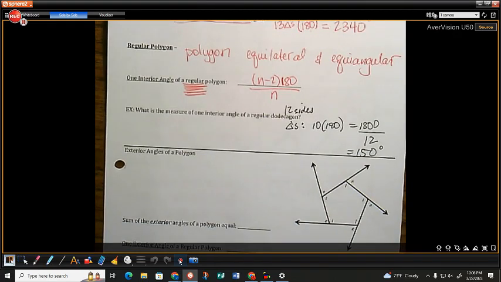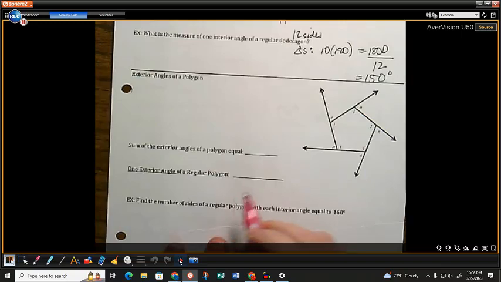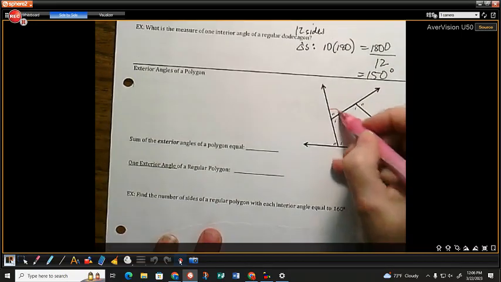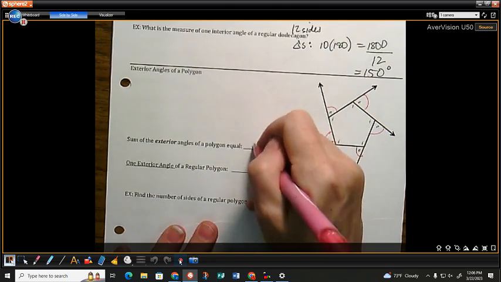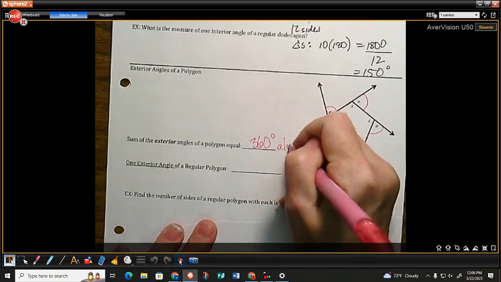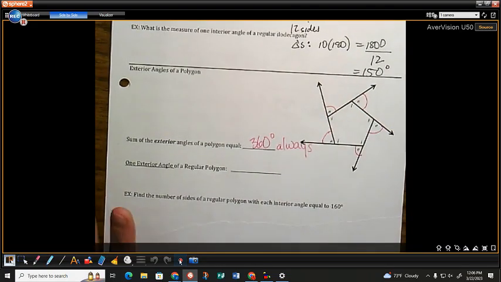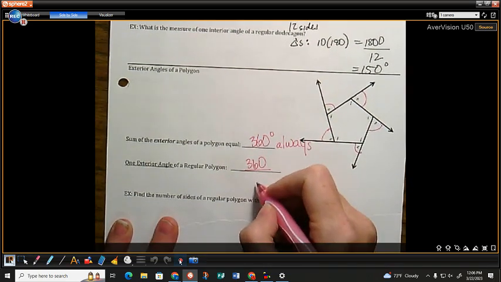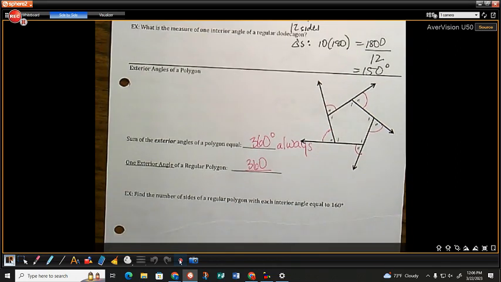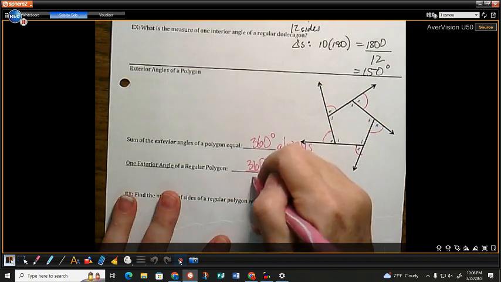Okay. Let's remind ourselves about exterior angles now. What do the exterior angles of any polygon always add up to? 360. Always 360, which is really handy. So if I know how many sides I have, how do I figure out how big those angles are? You can take the 360 and divide it by the number of sides, which is always what letter? N.